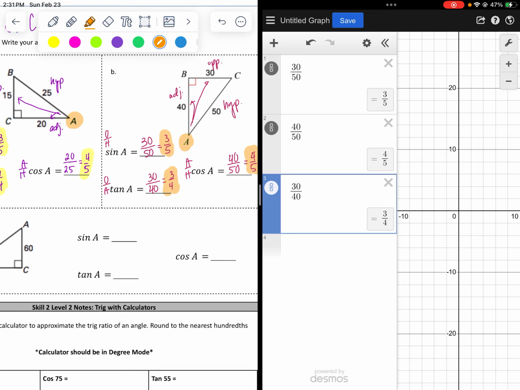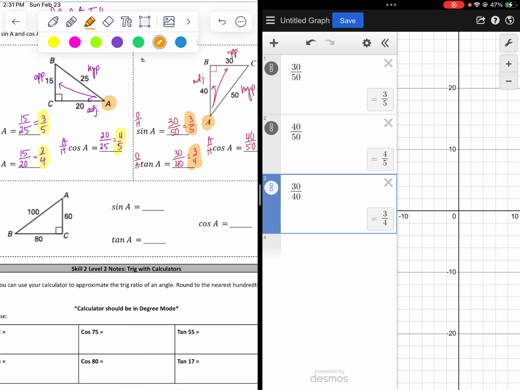All right, example C. So we got our lovely triangle. It looks like we are doing sine of A, tangent of A, cosine of A. So I'm looking at angle A. Choose a different color. Okay, I'm going to label my sides. So I have opposite to be 80. I have the adjacent side to be 60. And then I have my hypotenuse to be 100.